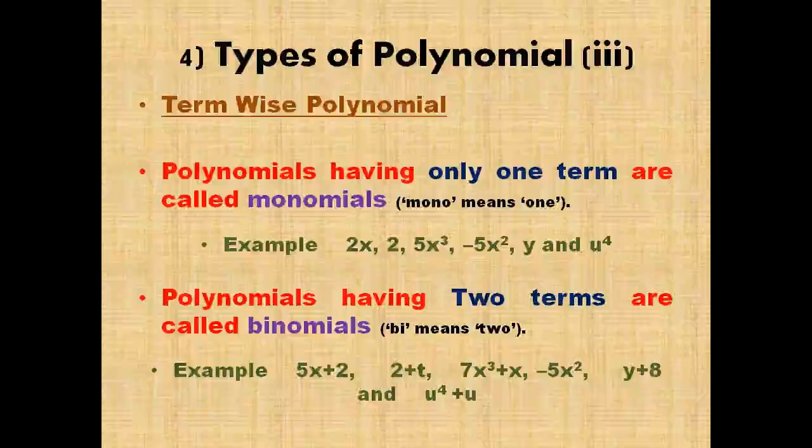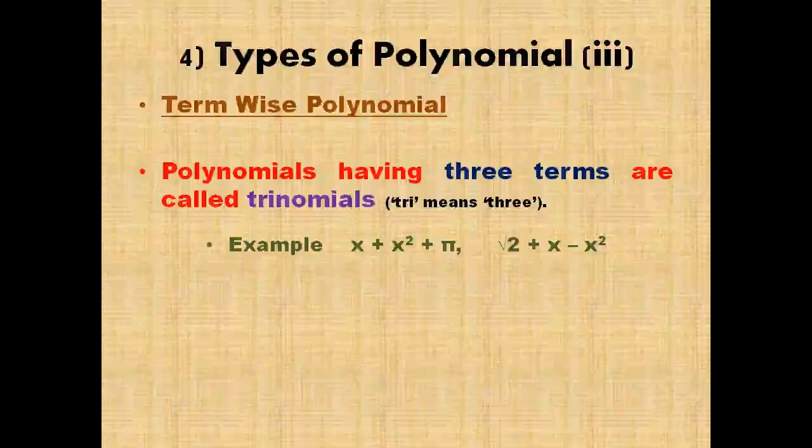2 terms, binomial. Bi means 2. So only it's called a binomial. Examples are there, 5x plus 2. No need to see the variable power or how many variables are there. We only have to see that where 2 terms are there, that polynomial is called a binomial. Very good.